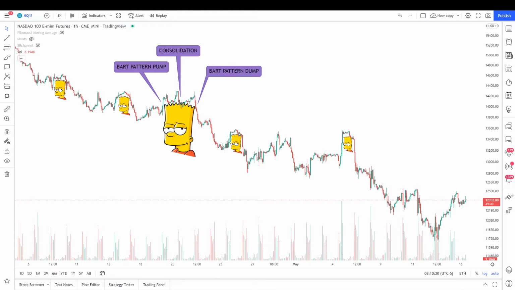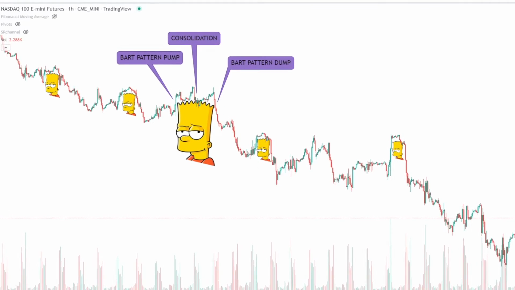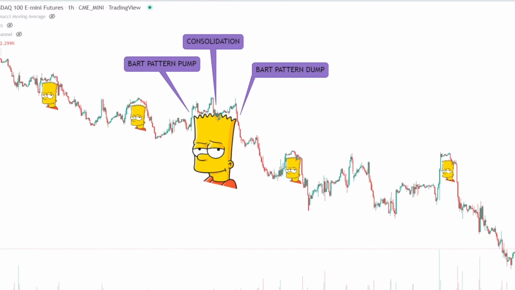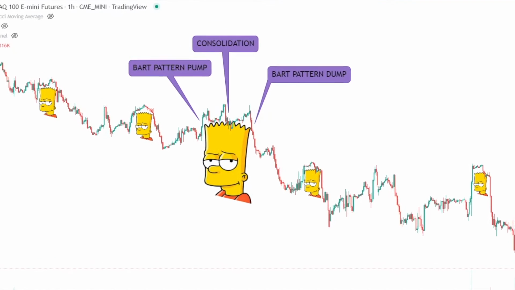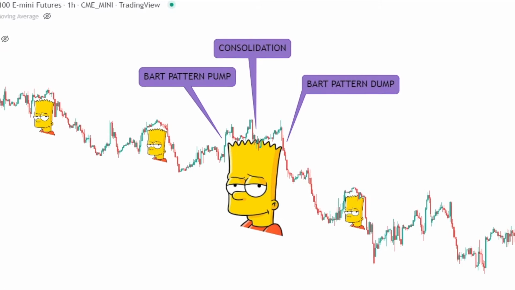The basics behind this pattern before we actually get into it is that what we have is essentially a pump in price followed by a consolidation and then a dump continuation pattern after that. So the reason we call it the Bart pattern is simply because Bart Simpson's hair represents that consolidation period, and the left and the right side, the pump and the dump of the pattern, represents the two sides of his head.